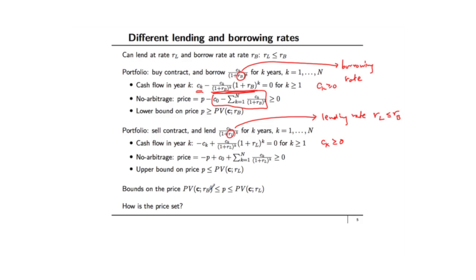It's set basically by supply and demand. Depending upon whether the buyers or the sellers have more market power, the price would either go to the lower bound or it would go to the upper bound. So the supply and demand sets the price.